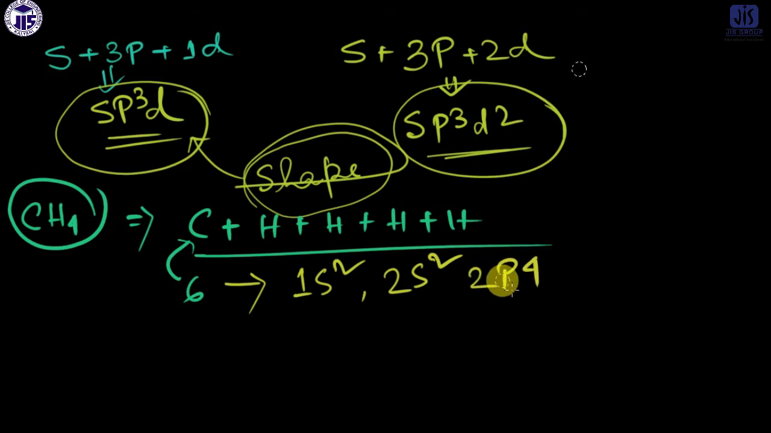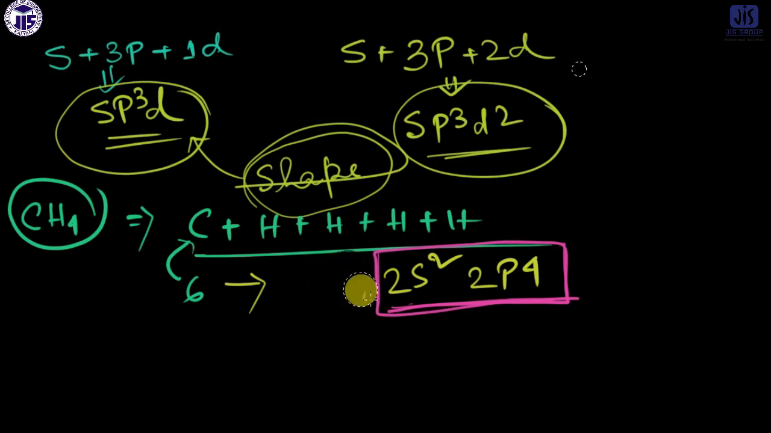Now you have to keep in mind that in the case of hybridization, all the things depend on the valence electronic configuration. That means here we have to concentrate only on 2s2 2p4. There is no requirement of 1s2. It is applicable not only for this case, in each and every case you have to concentrate only on the valence electronic configuration. So 2s2 2p4 is our important fact here.